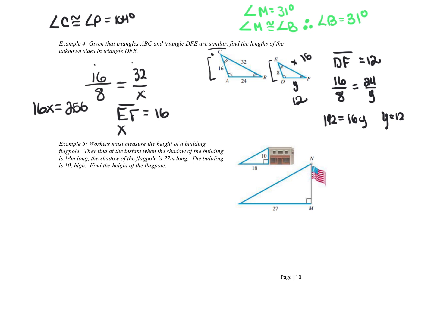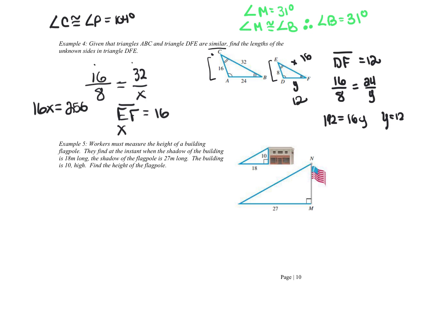Last problem. Workers must measure the height of a flagpole. They find that at the instant when the shadow of the building is 18 meters long, the shadow of the flagpole is 27 meters long. The building is 10 meters high. Find the height of the flagpole.